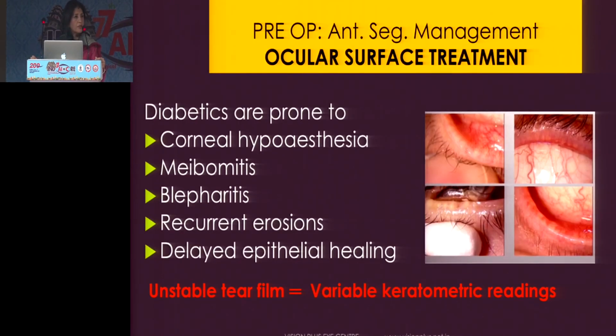The ocular surface again warrants attention, and we must stabilize the ocular surface, as these patients again are prone to corneal hypoesthesia. They have associated meibomitis. They may be having delayed epithelial healing, and also an unstable tear film. So this may impact, especially where you're doing a toric lens. All the premium lenses like multifocals are usually a no-no, but in case of a patient who is a well-controlled NPDR and you're considering a multifocal, do stabilize the ocular surface so that you get accurate readings for your keratometry.